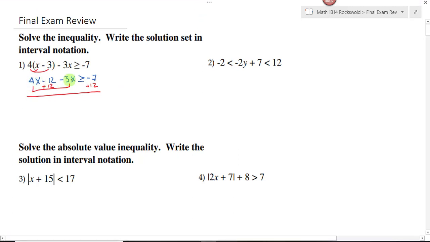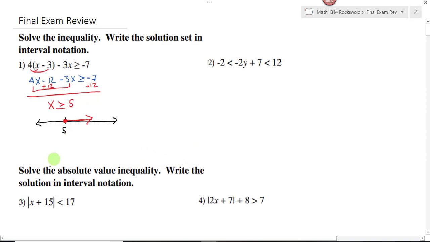And when I do that, 4x minus 3x is x is greater than or equal to, because the 12s are going to cancel out, and 12 minus 7 is 5. If I were to graph this solution on a number line, I would have a 5 right here, and I would use a closed circle and shade everything to the right.